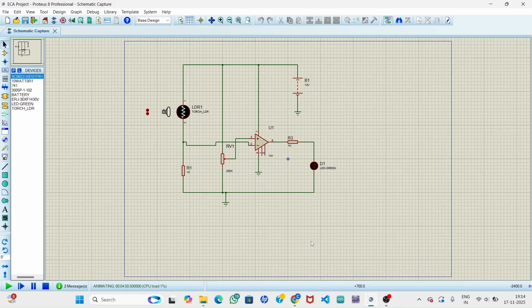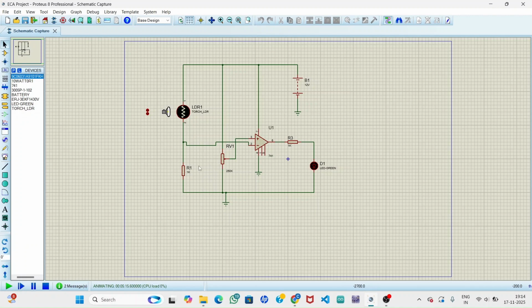So now let us see the simulation of a light activated switch using an LDR and 741 op-amp. The LDR and the 1 kilo ohm resistor form a voltage divider network, and the changing light level creates a varying voltage which goes to pin 2 of the op-amp, and a potentiometer of 250k ohm is set at a reference voltage and is connected to pin 3 of the 741 op-amp. The op-amp works as a comparator.